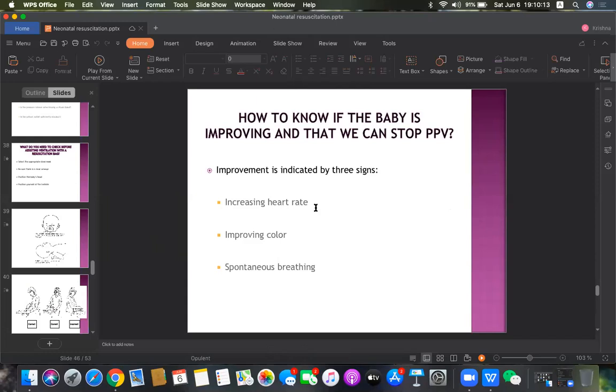If the heart rate is going up and up, if the baby is becoming more pink or the color is improving, and if the baby starts to breathe spontaneously or the respiration has a comeback, then we know our resuscitation is quite good. Then that is the time to stop positive pressure ventilation and give only oxygen.